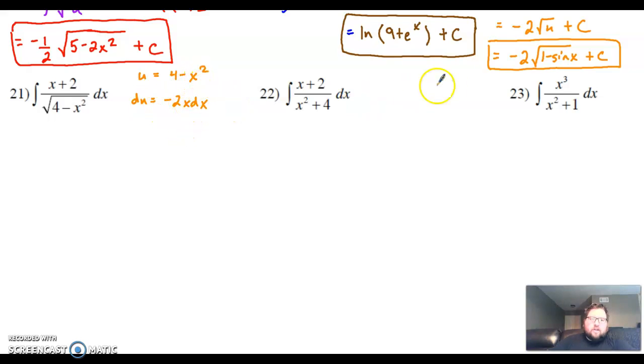So u sub doesn't work initially, but I'm not going to erase it because it does work in a different way. So what you actually need to do here is rewrite this integral. We can split this up into two integrals because the numerator has two terms. So one integral can have just the x over the square root, and then the other integral can have the 2, and actually I'm going to put that 2 in front and put a 1 over the square root.